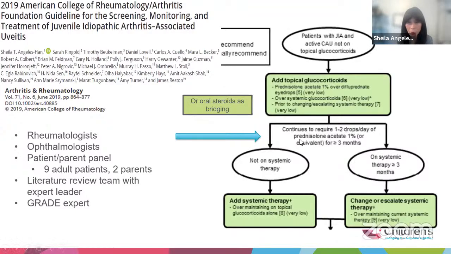And this is what I think about when we start systemic treatment. For those on topical glucocorticoids, if they continue to have a glucocorticoid requirement for more than 3 months, we like to start systemic treatment. Or if they continue to use oral steroids as bridging therapy. So if they have this continued glucocorticoid requirement, we like to start them on systemic therapy. If they've actually been on their systemic treatment for 3 months or more, and they continue to require glucocorticoids, we also like to change or escalate the treatment that they've been on.